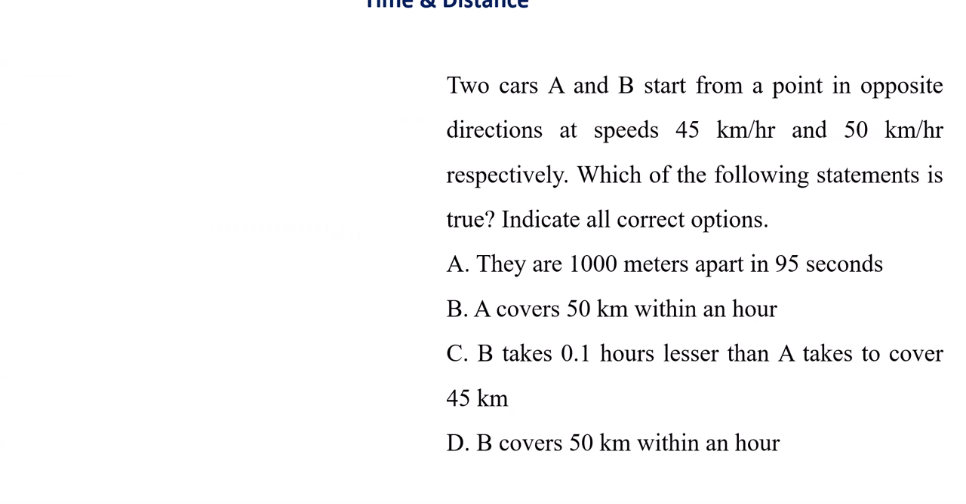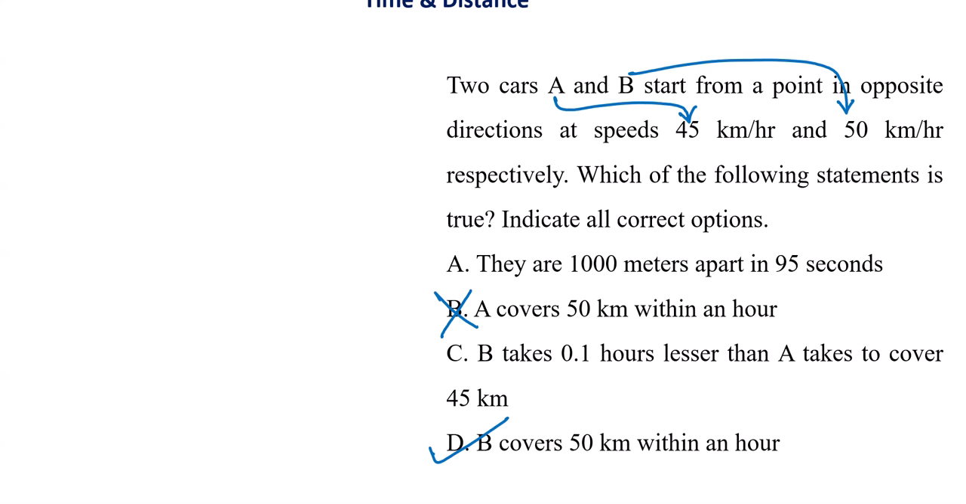Now here, A covers 50 kilometers within an hour. What is A's speed? 45 kilometers per hour. A can cover 45 kilometers in 1 hour. B's speed is 50 kilometers per hour. B covers 50 kilometers within an hour, which is correct. Next, other options, yeah, D is correct.